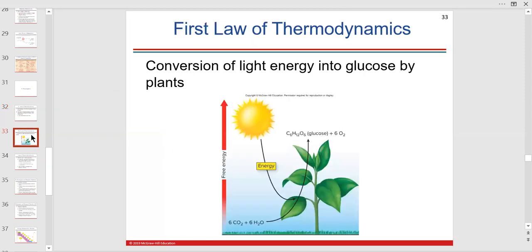So let's take a look. This freaks me out. You ever see this? How this happens? What is this called? Anybody know? Photosynthesis. Oh my God, this freaks me out. Photosynthesis. What have I been talking about? What do we use for our cells? Glucose and oxygen.